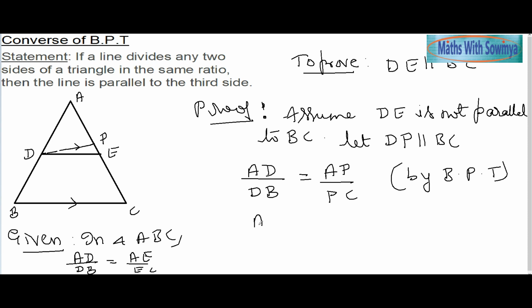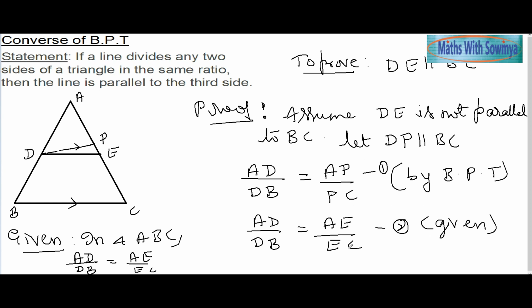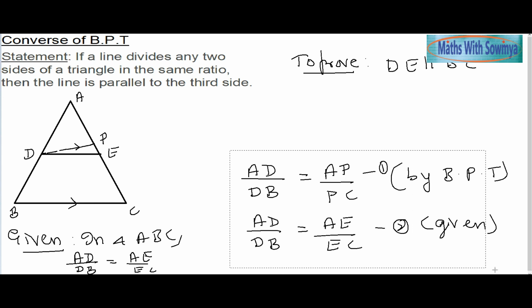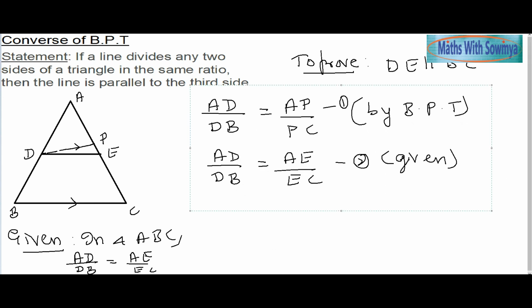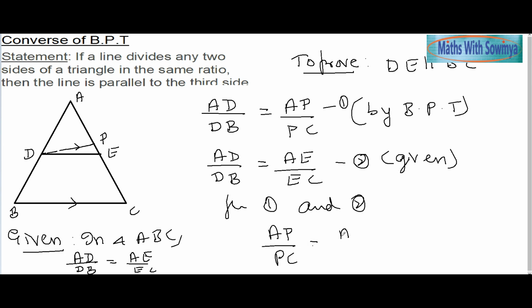But what is given to me? AD by DB is equal to AE by EC is given to me. If I call these equation 1 and 2, from 1 and 2 I can equate the right hand side of both equations. Now we will see here, from 1 and 2, what do we get? I am getting AP by PC is equal to AE by EC.